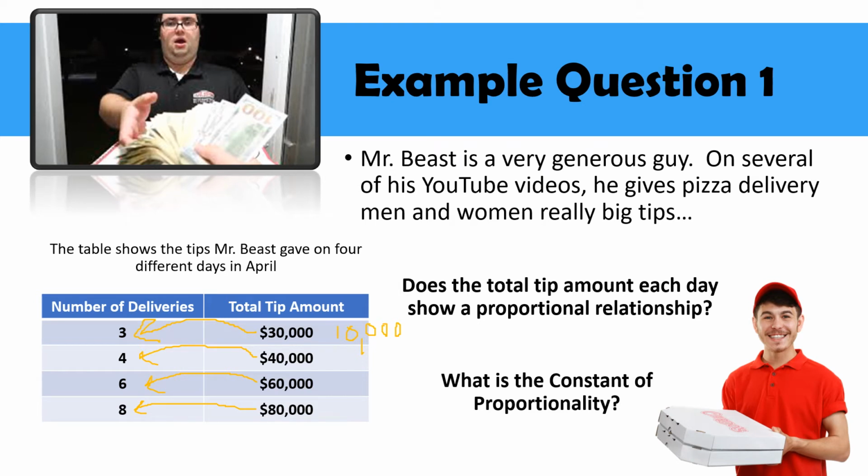And what is that constant of proportionality? Exactly what you just divided by. The constant of proportionality would be 10,000. And yes, the answer to the question, does the tip amount each day show a proportional relationship, is yes, of course, because every time you divide the y value by the x value, you get the same thing, 10,000.